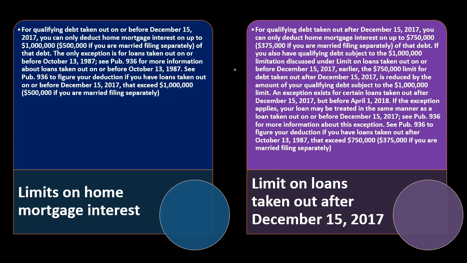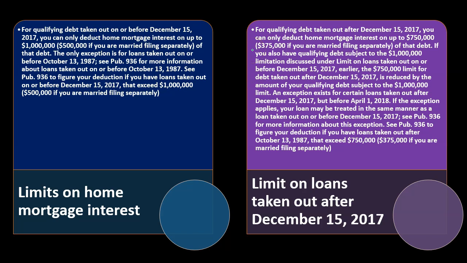Remember, a lot of the times when we have these laws that change, they can't really go retroactively and go back in time. So you have to think about the law before the cutoff and the law after the cutoff. Here we have after the cutoff. For qualified debt taken out after December 15th, 2017, you can only deduct home mortgage interest up to $750,000, $375,000 if you are married filing separately, of that debt.